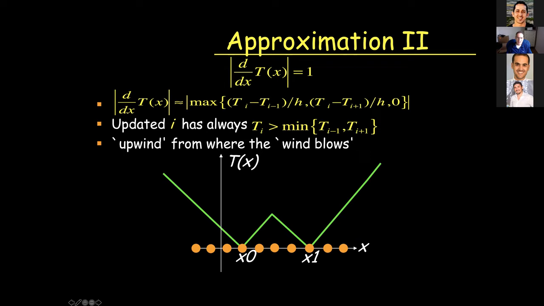In fact, if you look at asking this approximation to be equal to one, and now think that you are at point i, and you look at your left and right neighbors, and you would like to update your own value. What you basically need to do is look at the minimum between the left and the right, okay? And pick the smallest of them. And among the smallest, you would update yourself.